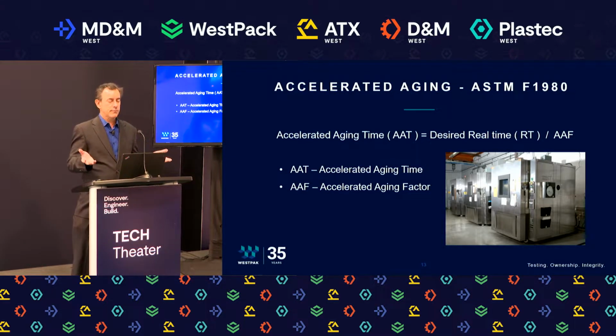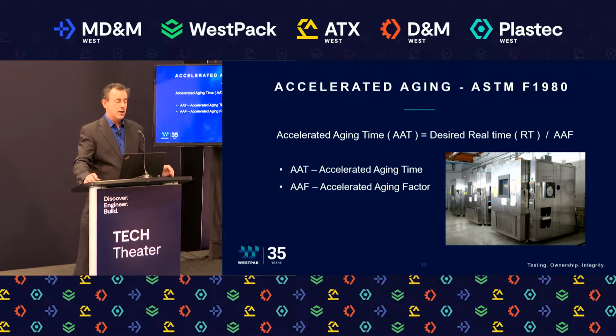So here's the formula of the accelerated aging portion of this. What you're taking is the accelerated aging time, the actual time you're going to use to age your product, and you're going to divide it by an accelerated aging factor. And that's what we come up with in this example here. So you have the desired real time divided by an accelerated aging factor, which gives you how many days you're actually going to expose the packaged product in the accelerated aging chamber, which is what you would see here in this photo.